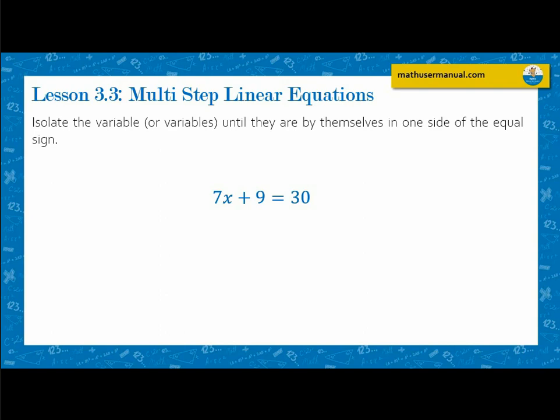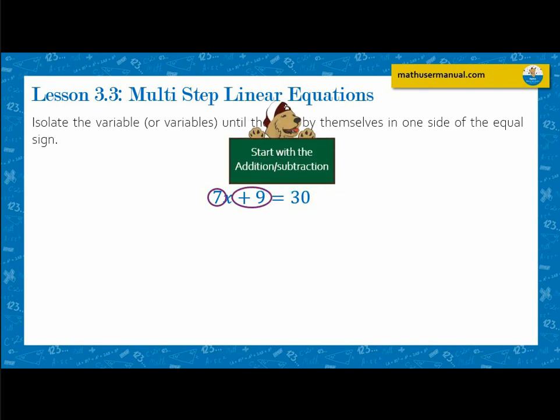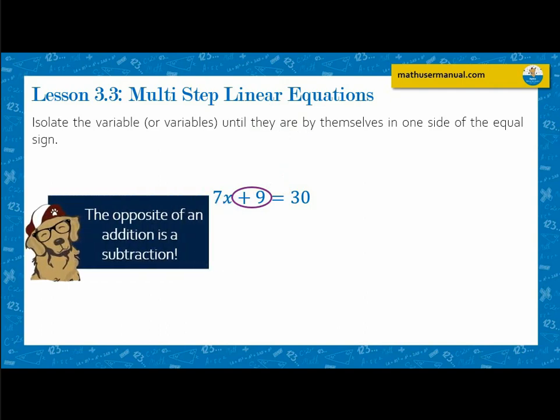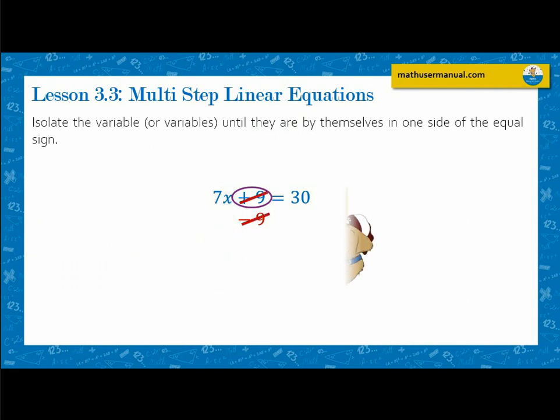This equation is a two-step equation, and we learned how to solve them. We have the x, that's our objective, only one x. We have the 7, we have the 9. We always start with the addition and the subtraction. The opposite of an addition is a subtraction. So we do a minus 9, that way we can cancel. But if we do it on one side, we have to do it on the other, so we also have to do a minus 9 on the right side. We do the operation, 30 minus 9, that's 21.